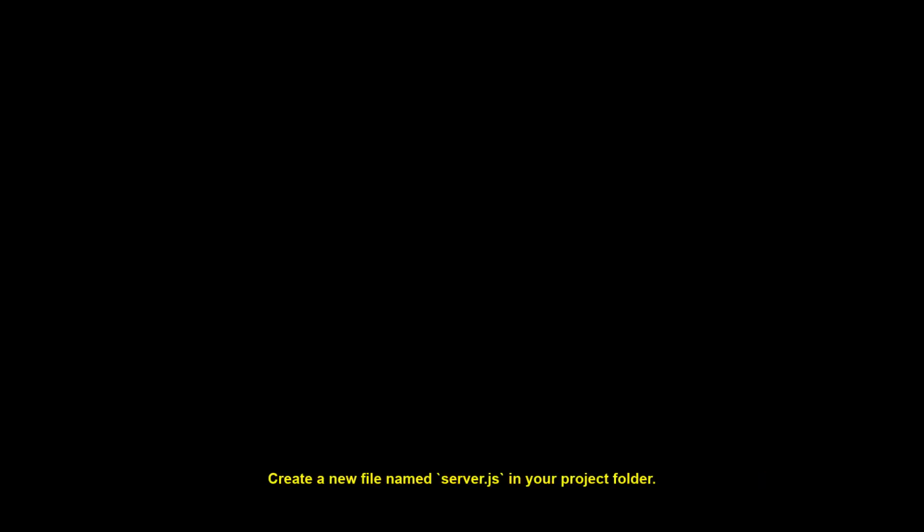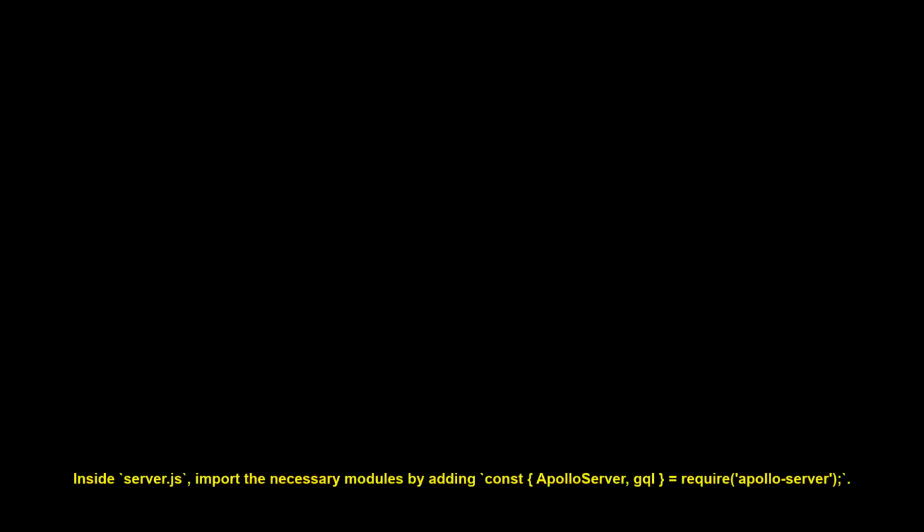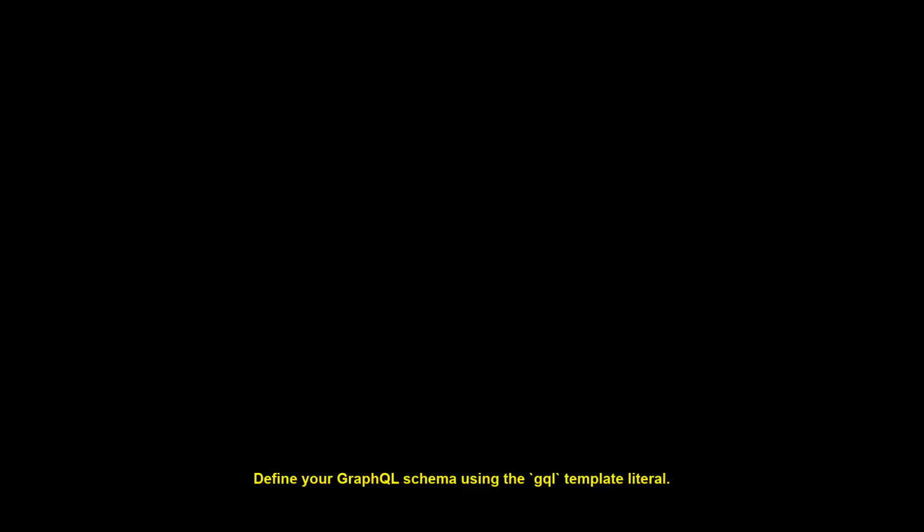Create a new file named server.js in your project folder. Inside server.js, import the necessary modules by adding const { ApolloServer, gql } = require('apollo-server'). Define your GraphQL schema using the gql template literal. For example, create a simple type definition for a book.